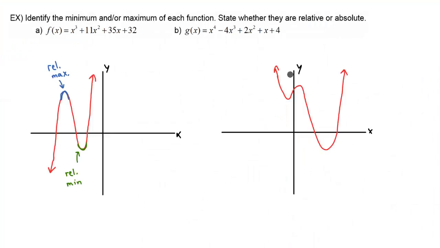So back to our problem. Here is a rough sketch of our polynomial, and we said that this was a minimum right here, and we called it an absolute minimum. We said that there is another minimum right here, but this was going to be a relative minimum. And then we saw a maximum that happened right here, but it wasn't the highest part of our graph, so it was just a relative maximum. So there's all of our minimum and maximum for both of the polynomial functions.